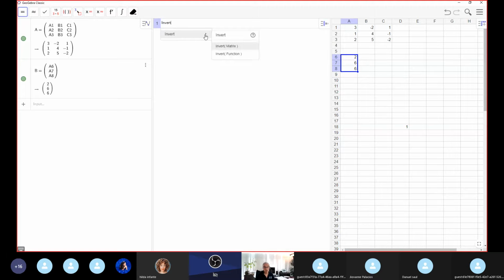It's a notation. Invert matrix. We have the invert function, invert matrix, no? Invert matrix A, multiplication. Hey, well, I did that. Okay, this is horrible. Doing by hand is crazy.